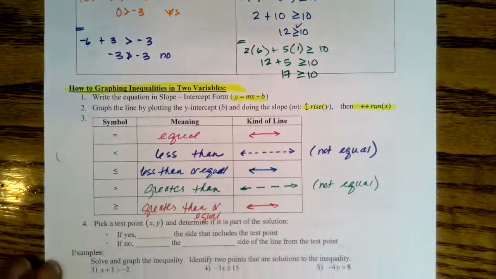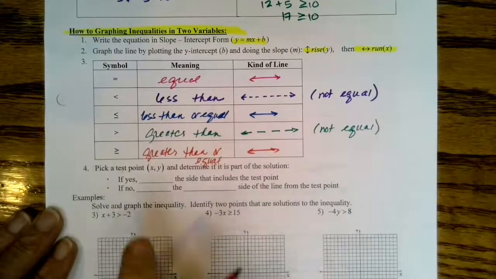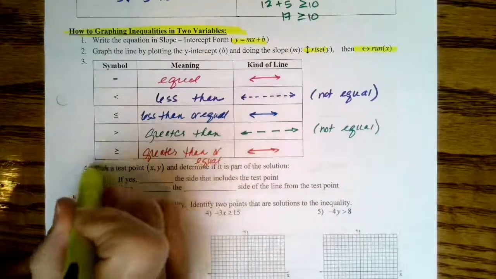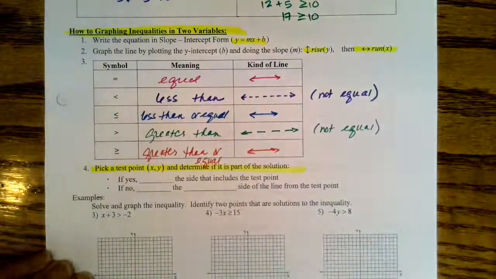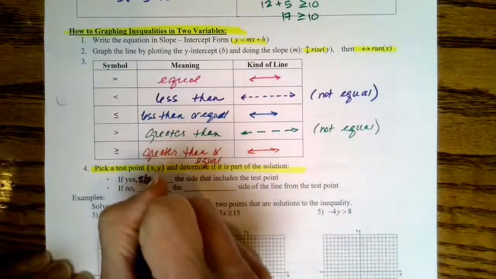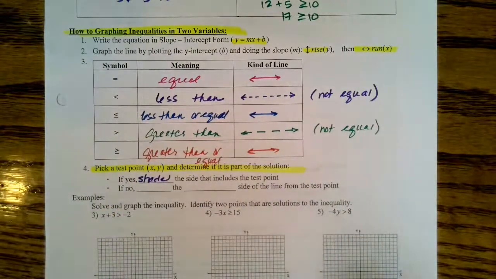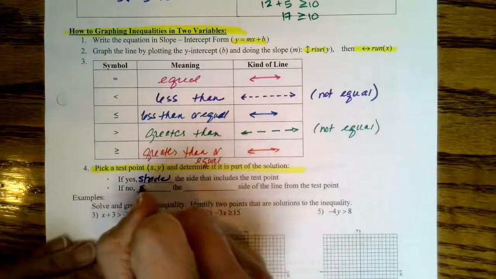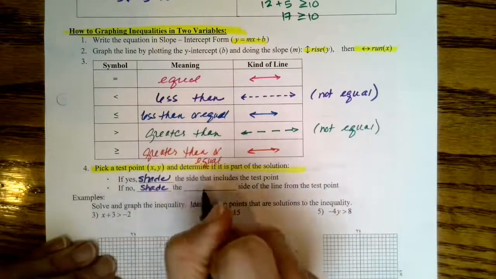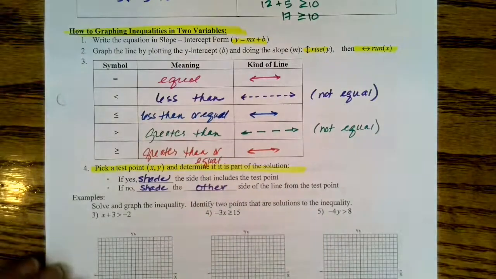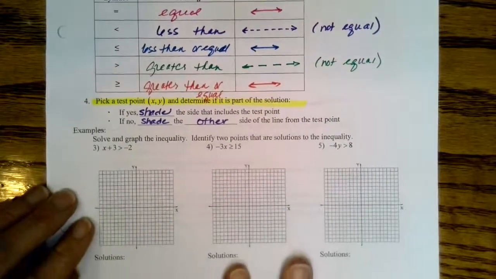Okay. So here's what we're going to do. Once we graph it, we're going to pick a test point, and we're going to determine if it's part of the solution. If it's yes, then you are going to shade the side that includes the test point. If it's no, you're going to shade the other side from the test point. And that'll make more sense once you see me do it.